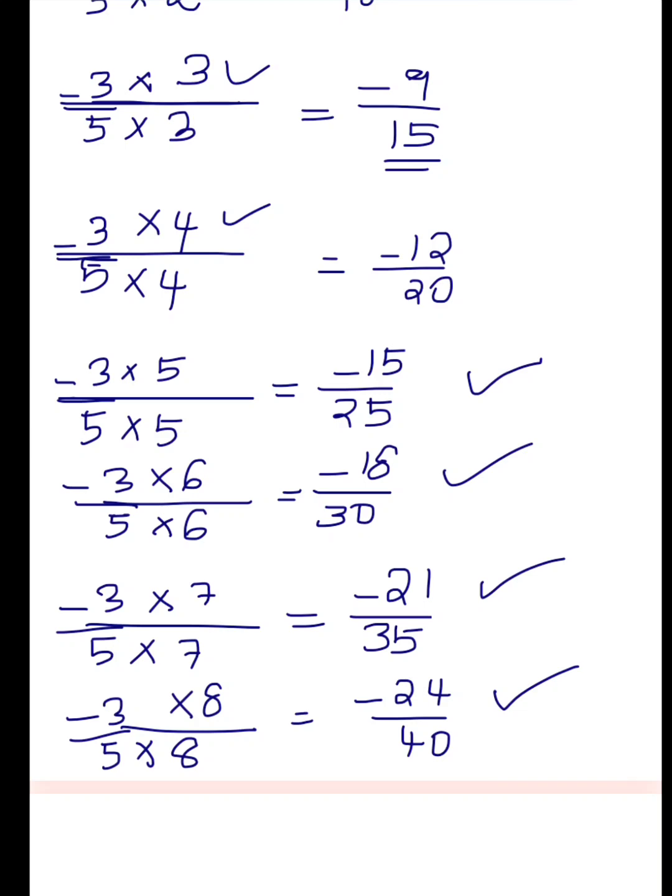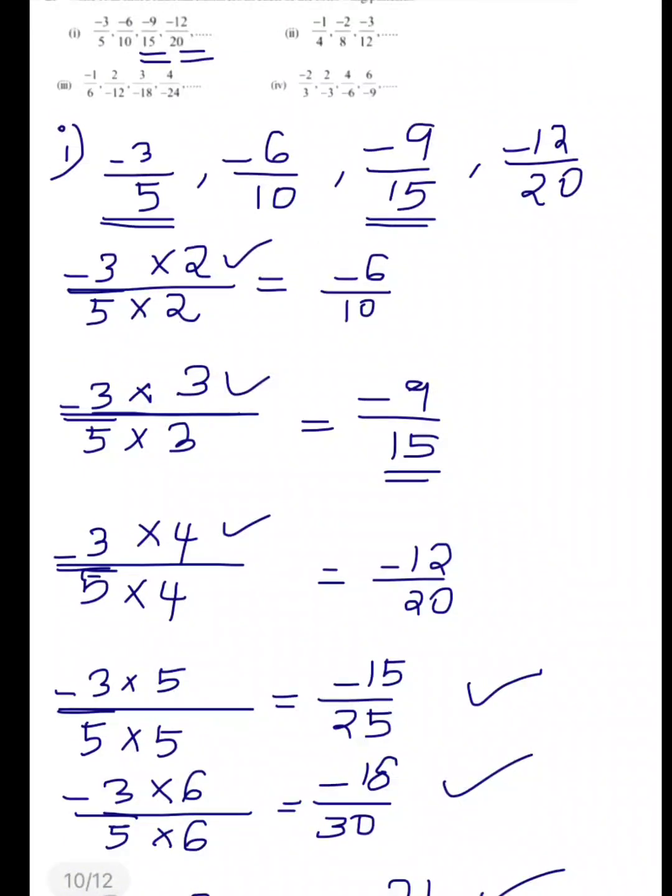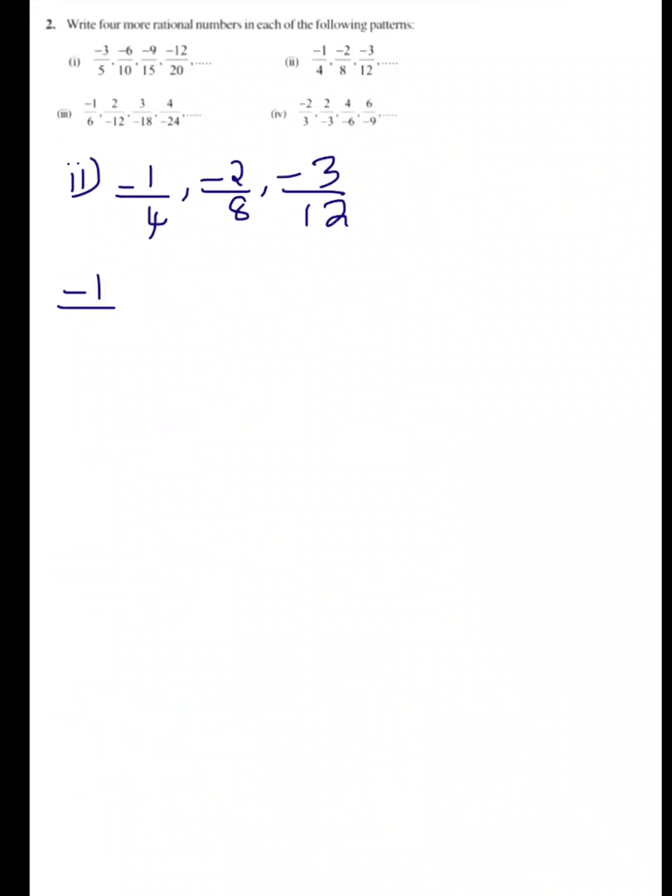So the first thing you have to do is find the relation between the first number and the second number, then the relation between the first number and the third number, then the relation between the first number and the fourth number. And then you have to find the remaining numbers. Now let's do the second question. This is the second question.